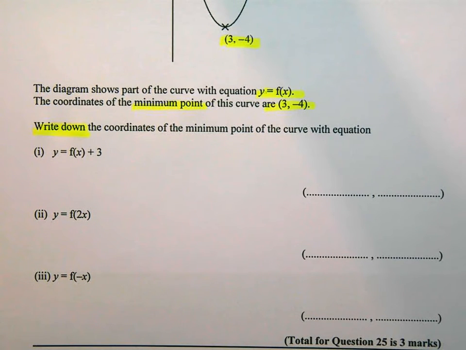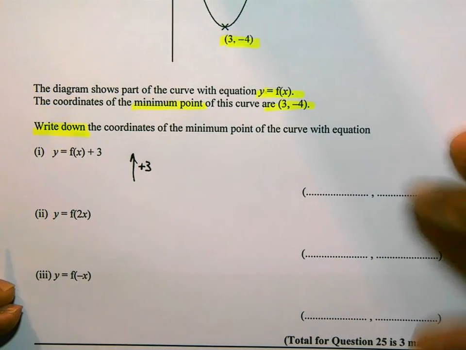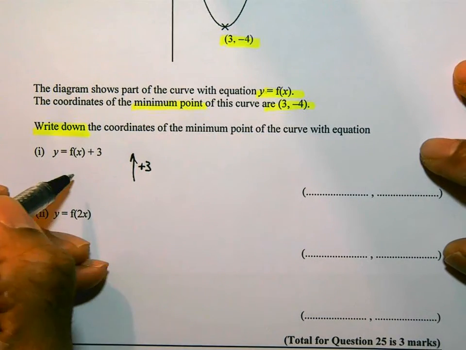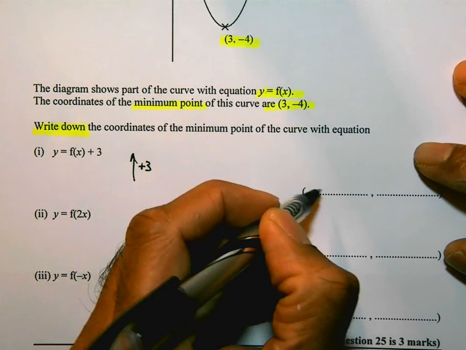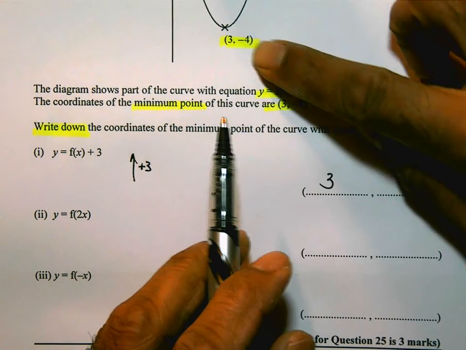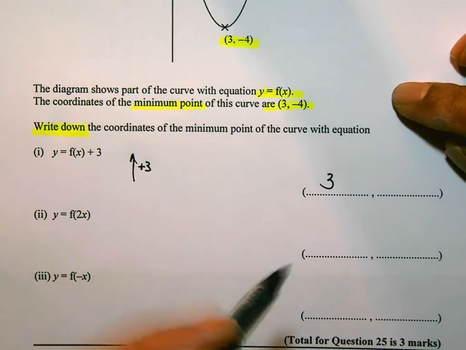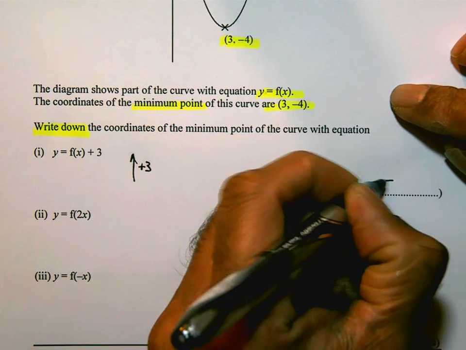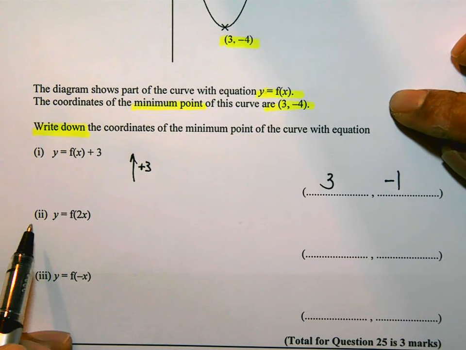The first one is y is equal to f of x plus 3. Now, f of x plus 3 just means that you're moving the graph up 3 units. So the whole thing just moves upwards 3 units. That means that the x value is going to stay exactly the same, so x is still going to be 3. And if it moves up 3 units, the y value is going to go upwards by 3. Right now it's at minus 4. If it goes upwards by 3, minus 4 plus 3 is minus 1. So that's where the minimum point is going to become.